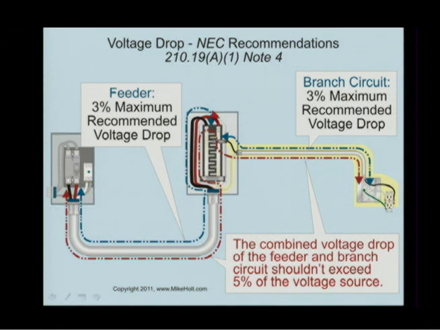All right, so here's 210.19(A)(1), Note 4. 3% is the maximum on the feeder. And it says the maximum of the branch circuit is going to be 3%. And the combination is not going to exceed 5%.